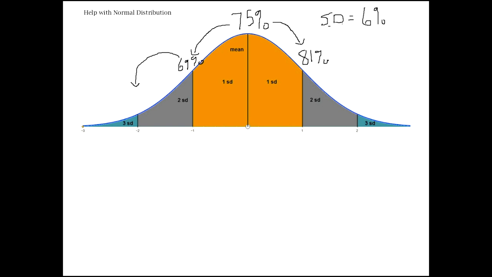Now I'm using percents, right? So we could have different scenarios. We could have stuff that's minutes or hours. We could have an average of 3 hours, and we could see a standard deviation of 5 minutes. Who knows? Anything could be the numbers here. It doesn't necessarily have to be a percent.